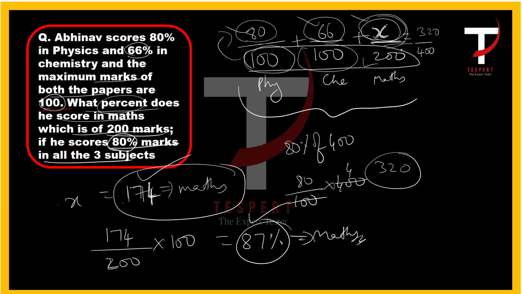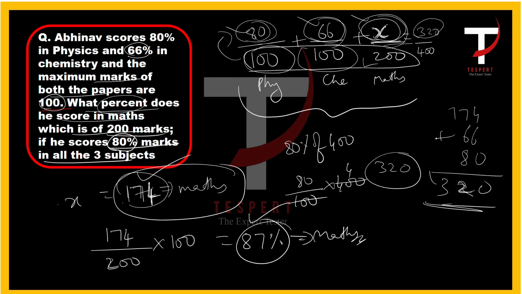So if you add this in order to check whether this 320 is correct or not: 174 plus this 66, plus this 80, just check, 0, 8, 6, 7, 2, and 1 plus 2 is 3. See, 320 we got, right? Let's move on to the next one.